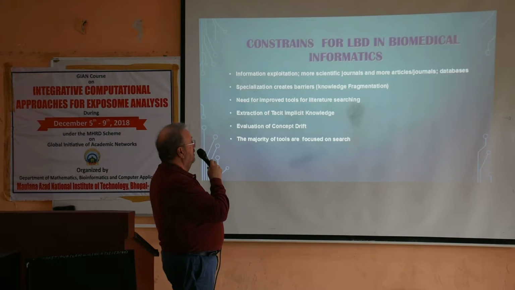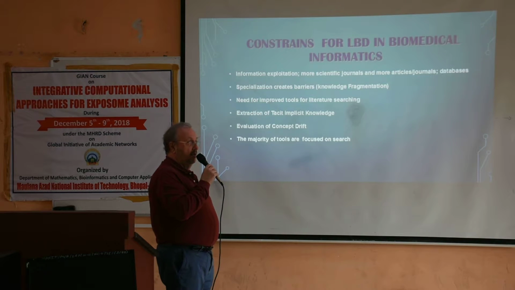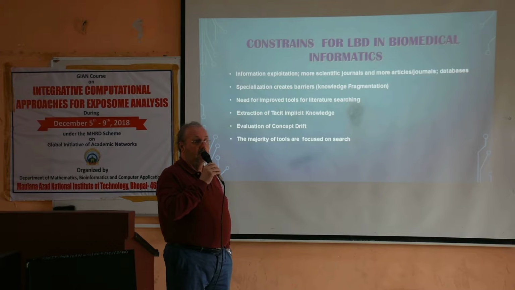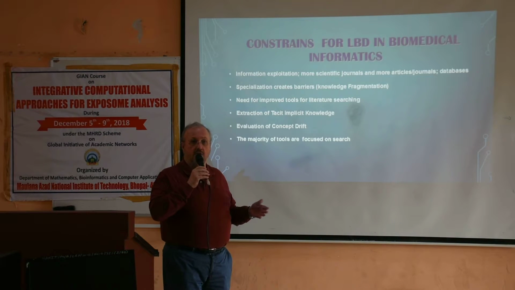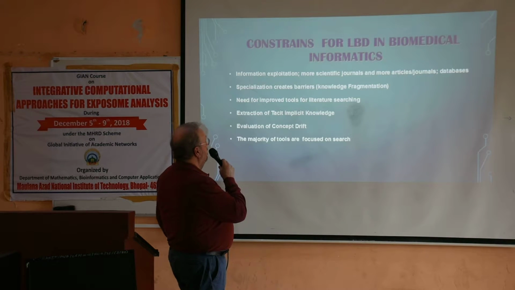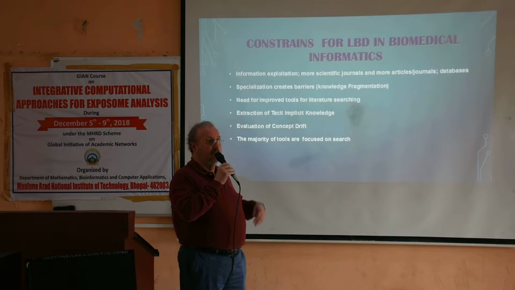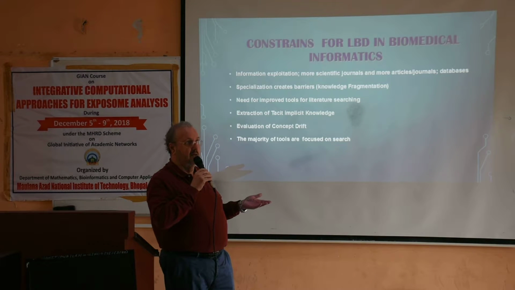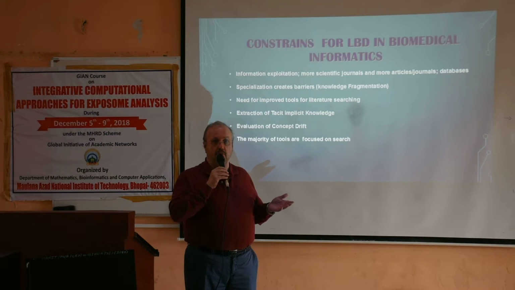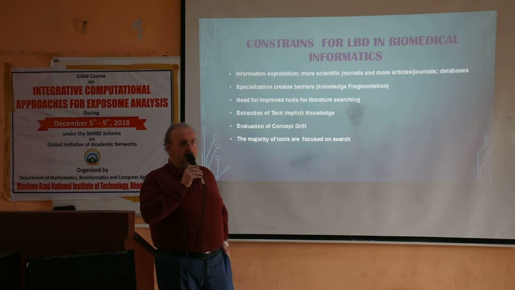There are many constraints in text mining and literature-based discovery. The first is the information explosion. In the last 20 years, the number of journals has exploded, and the number of abstracts also. Then the other is the number of databases. Today, in January of this year, about 2,000 biological databases were estimated. 2,000.